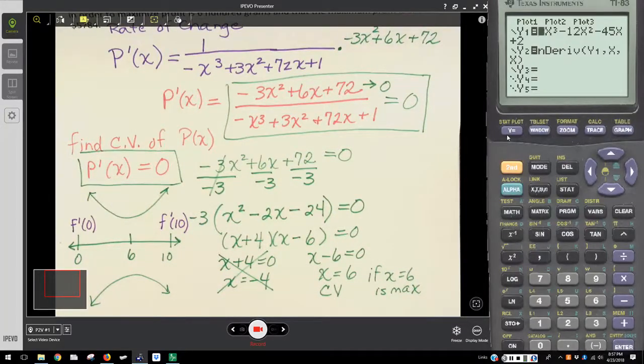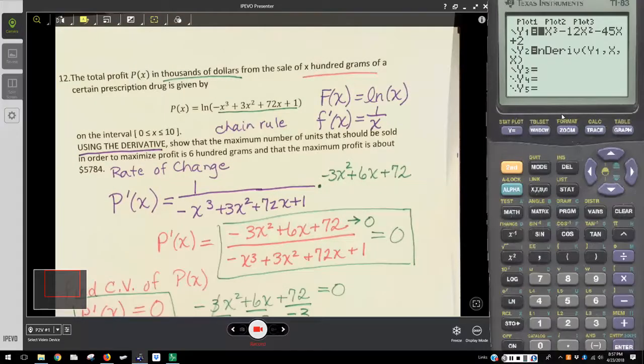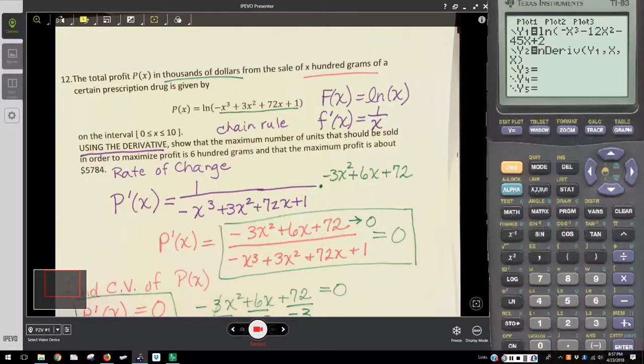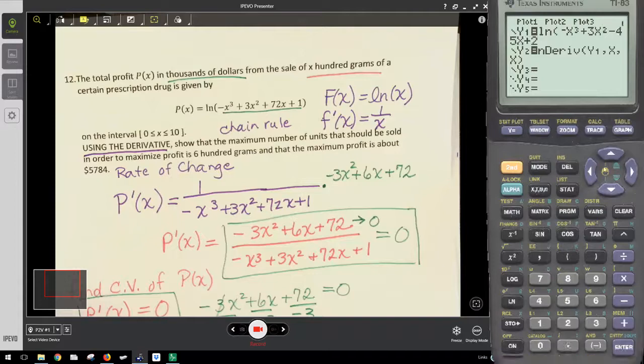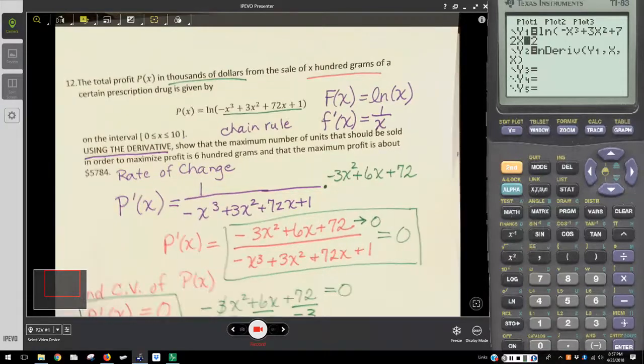Now that's a difficult derivative to evaluate, so I'm going to use the function itself in y1 like we did before. So that's going to be the natural log of negative x cubed plus 3x squared plus 72x plus 1. And then I'm going to leave y2 as the derivative of the function that's in y1 with respect to x, for whatever x I ask it for.